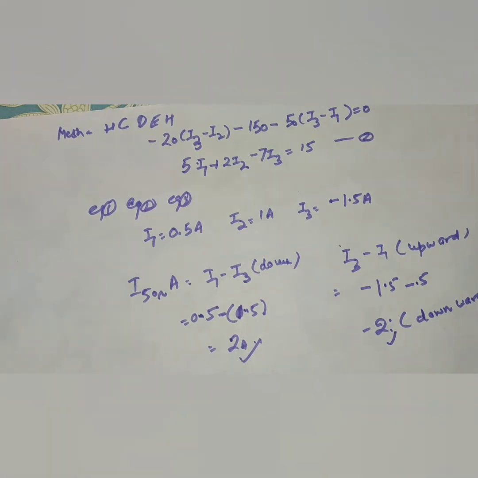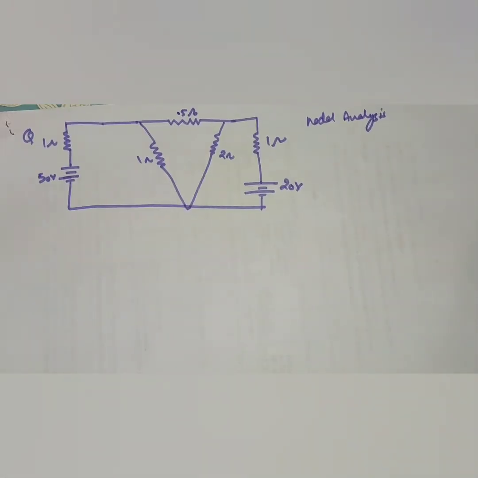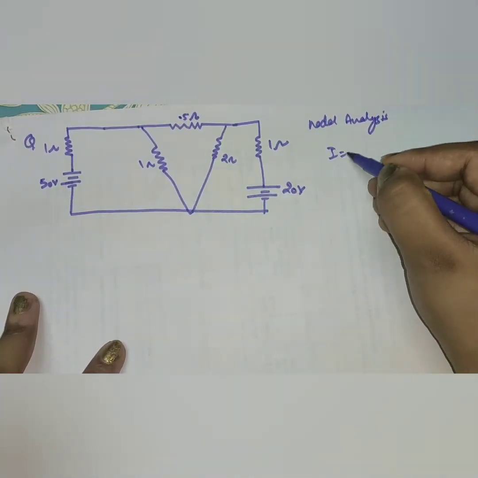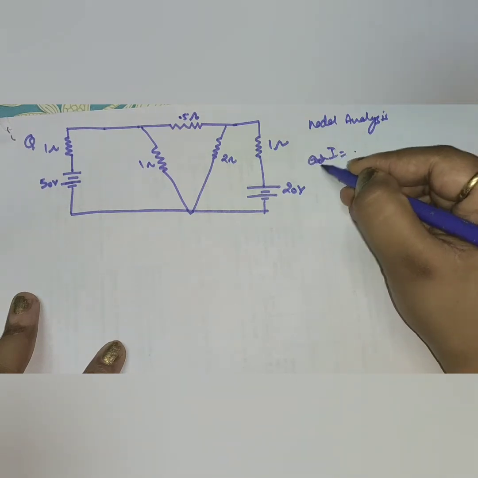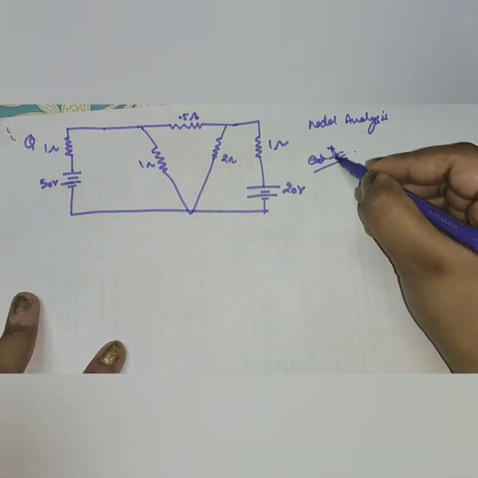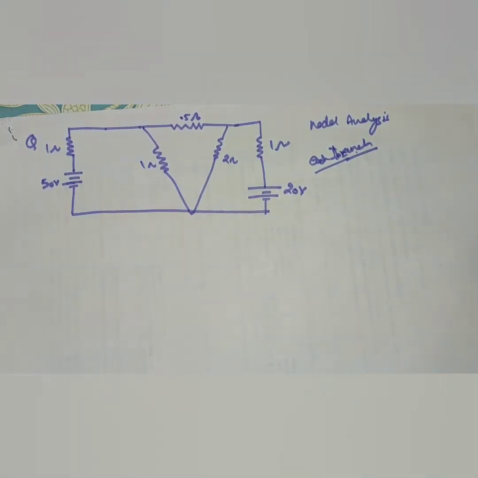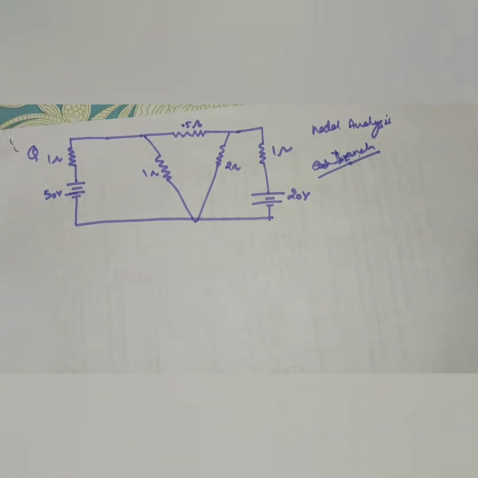Now I will do one more example using nodal analysis. Here is one more question of nodal analysis. This is a circuit and we have to find each branch current by nodal analysis. So students, there is no need to be afraid. Whatever circuit comes to you, first observe it well, then you can do all the questions and steps. Please follow the steps.